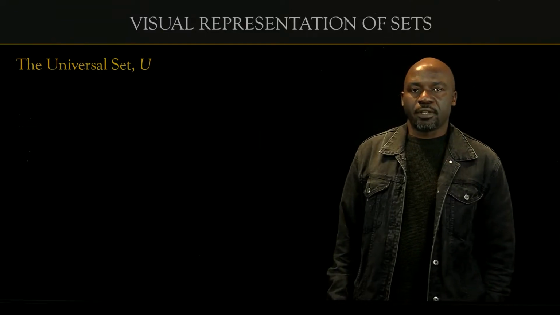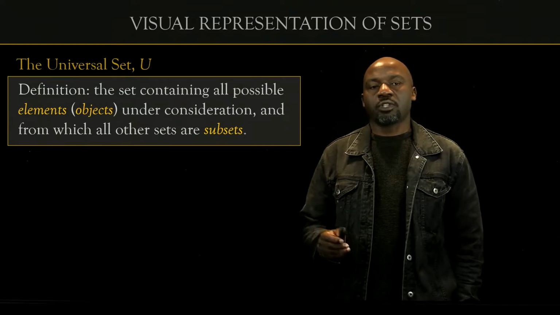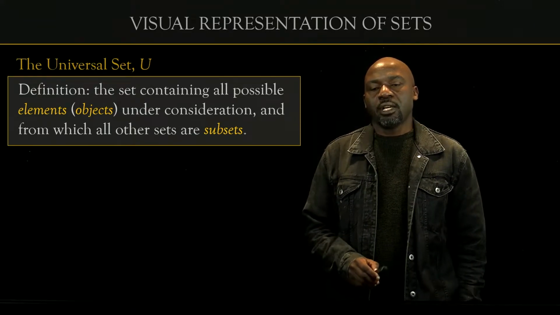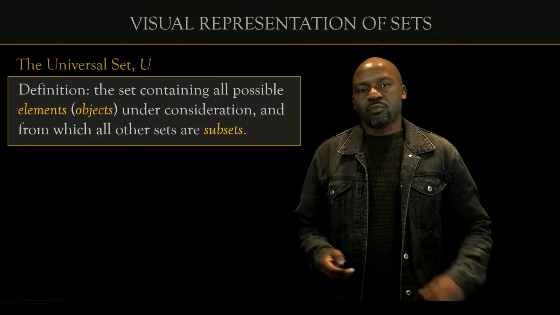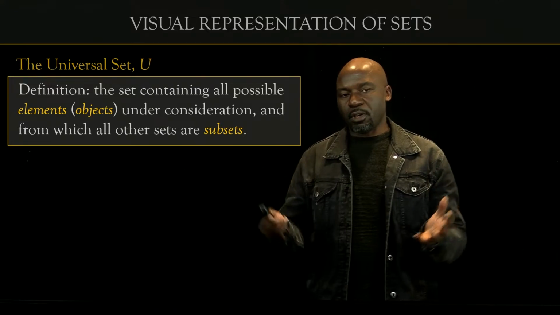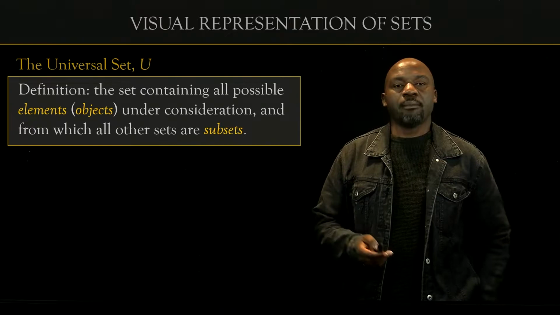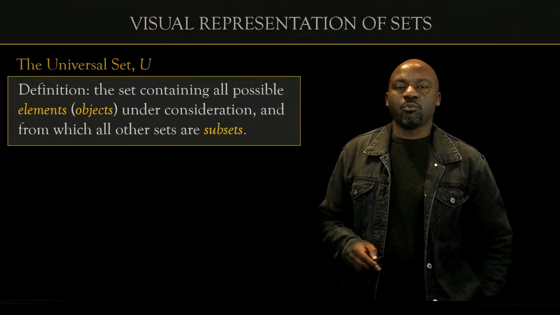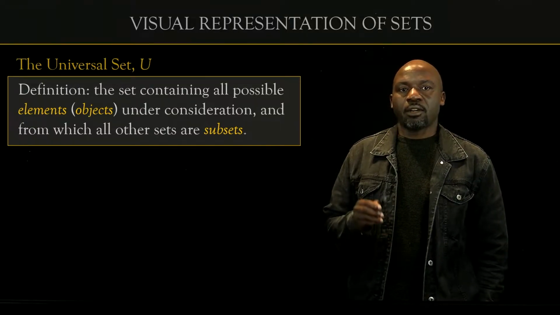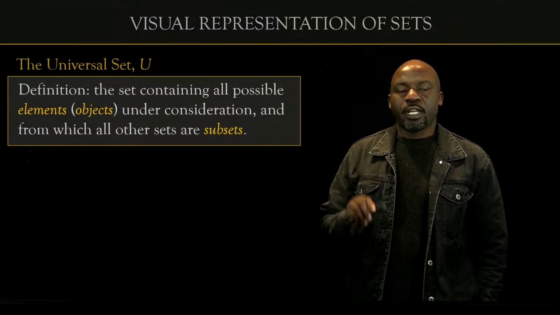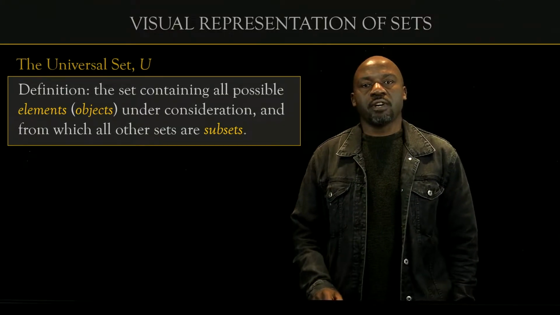The universal set is defined as the set that contains all possible outcomes in a given scenario. So if we are going to consider different types of sets, they must be coming from a possible scenario. I'm going to explain this as we move on. In short, the set that contains all possible elements under consideration, and from which all the other subsets are derived or taken, is what we refer to as the universal set.